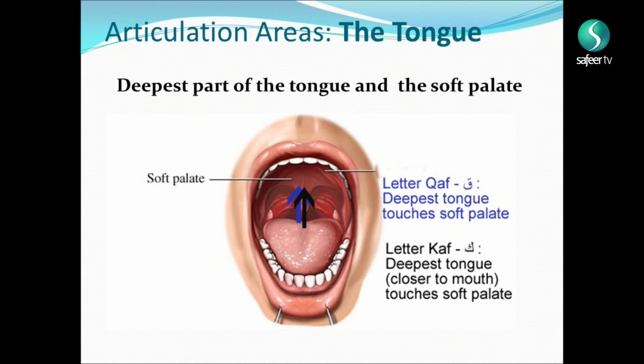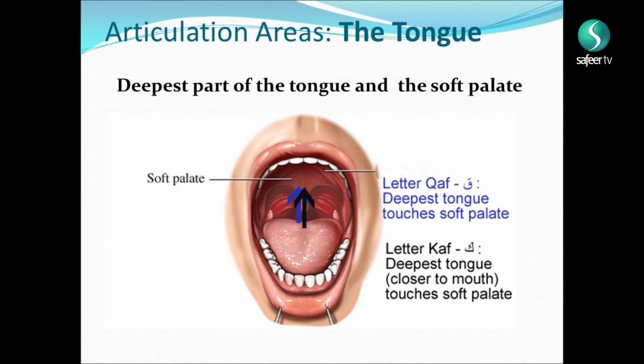So the best way to understand the point of articulation of the letter qaf is like this, saying aq, aq, and then for the letter kaf further, you say ak, ak, ak.